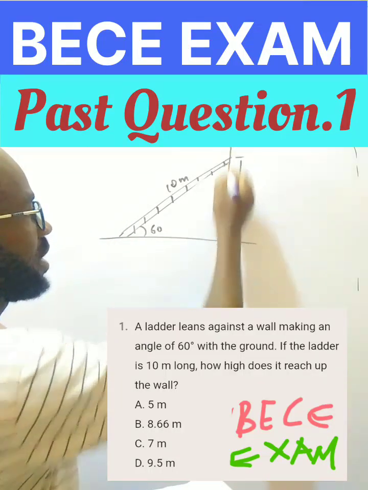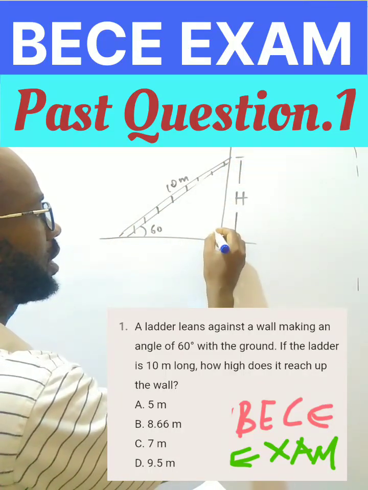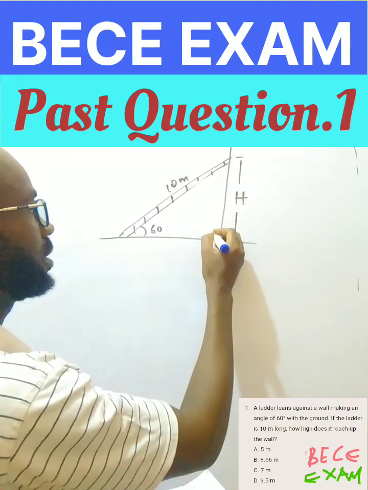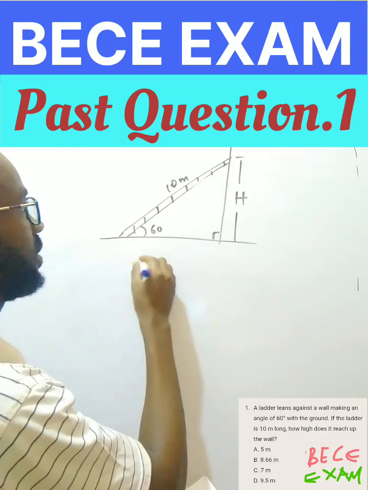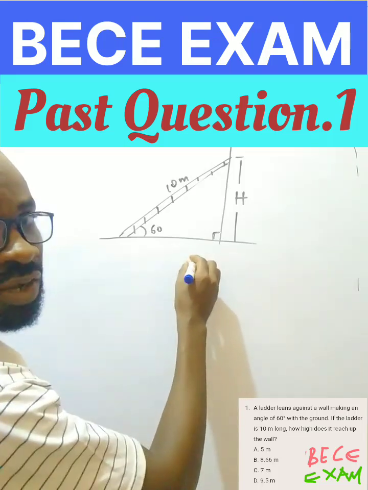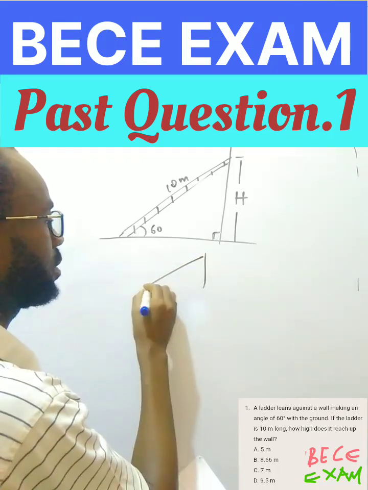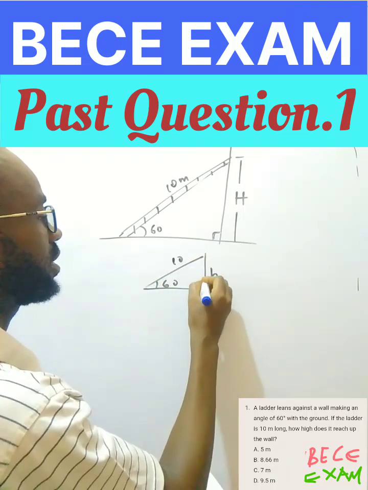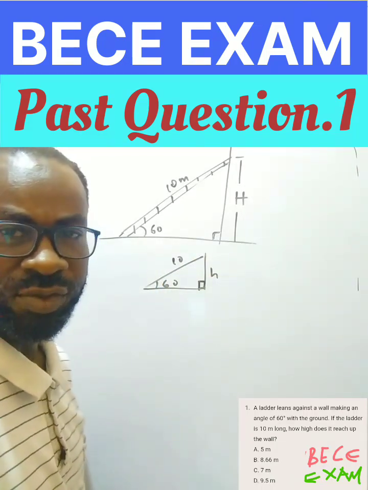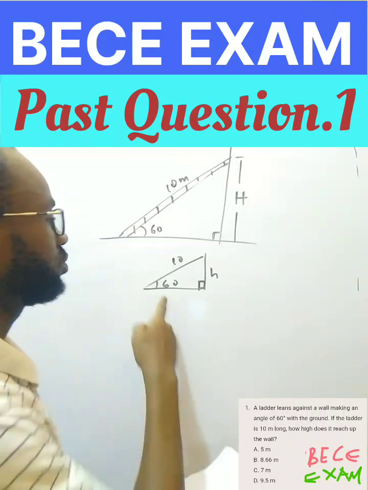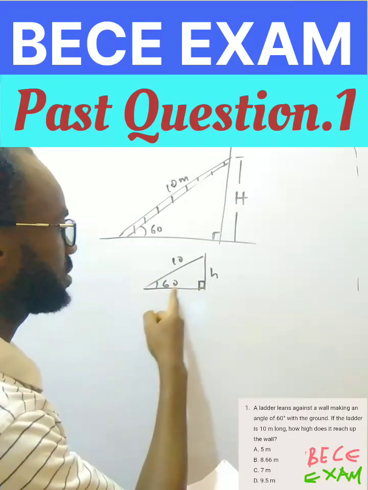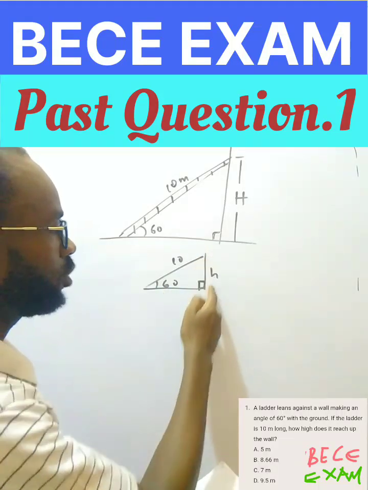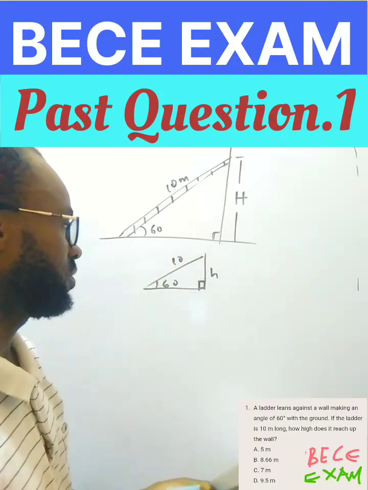We know that this has actually formed a right angle triangle here, that looks like this now, where you have 60 here, you have h here, and you have 10 here. Okay, so this will take us to the trig ratio. The trig ratio we're going to apply here is, we have opposite, because this is our reference angle. Okay, we have opposite and then we have hypotenuse.